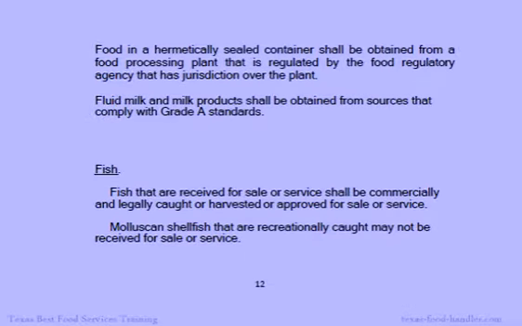Food in a hermetically sealed container shall be obtained from a food processing plant that is regulated by the food regulatory agency that has jurisdiction over the plant. Fluid milk and milk products shall be obtained from sources that comply with grade A standards. Fish that are received for sale or service shall be commercially and legally caught or harvested or approved for sale or service. Molluscan shellfish that are recreationally caught may not be received for sale or service.